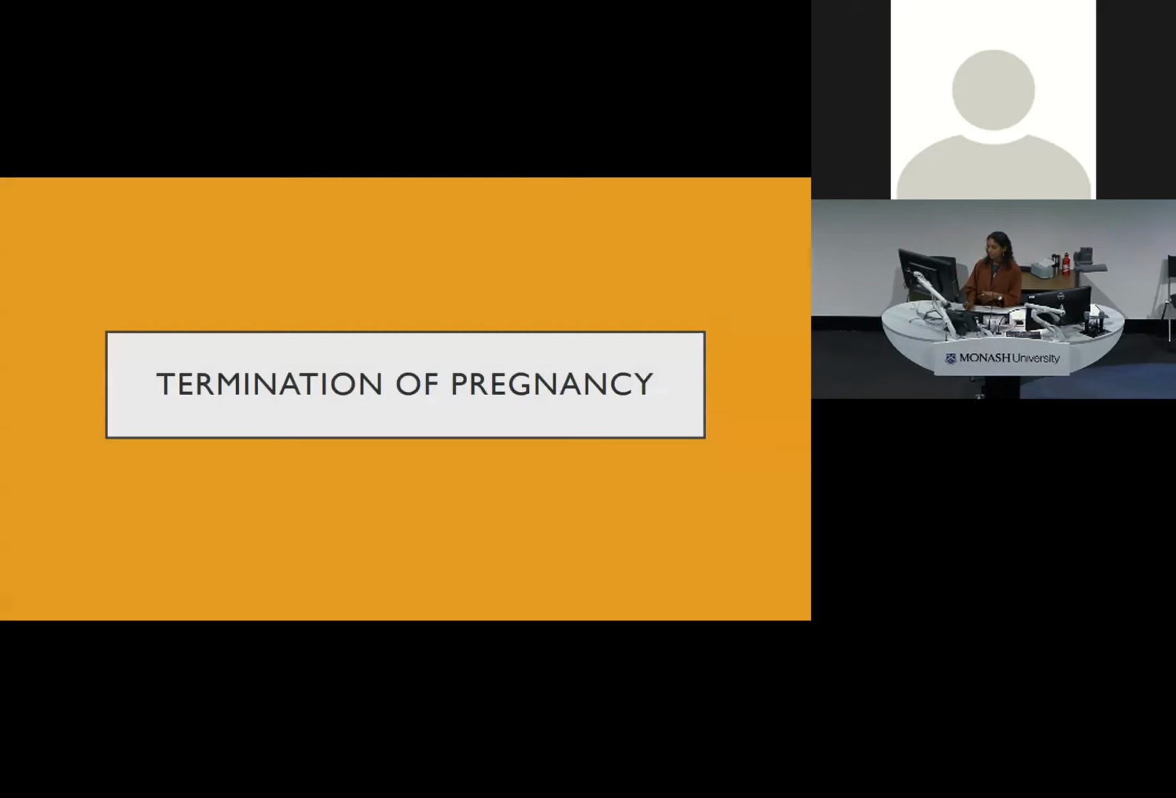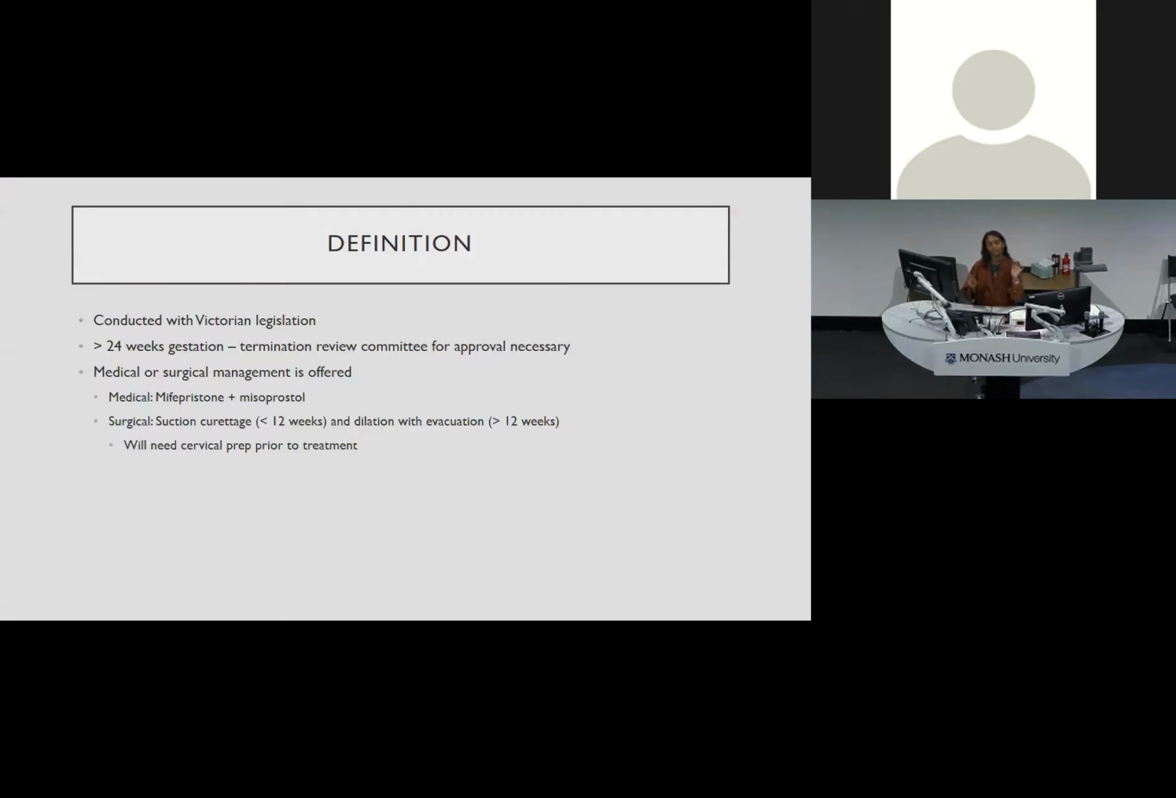Okay, the last thing that I'm going to briefly talk about, which will be like 5 minutes, is termination. So essentially, termination will change depending on the state that you're in. In Victoria, it's legal, but for any pregnancy that's after 24 weeks, that's when it needs to go to a tribunal. So there'll be a committee that actually decides whether it is appropriate to have a termination of pregnancy.